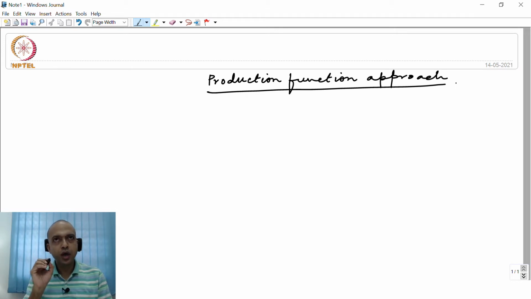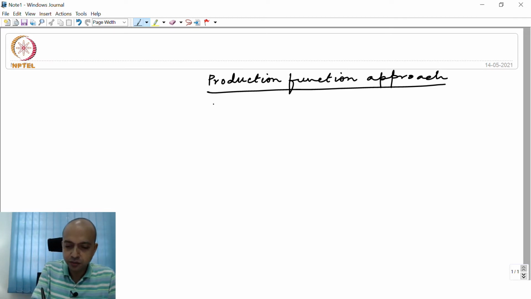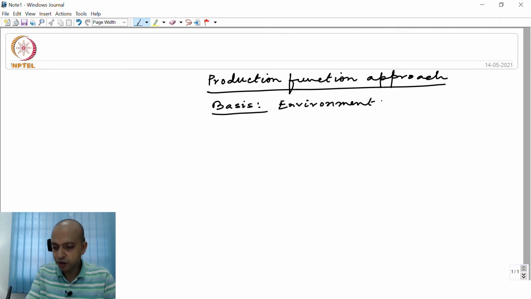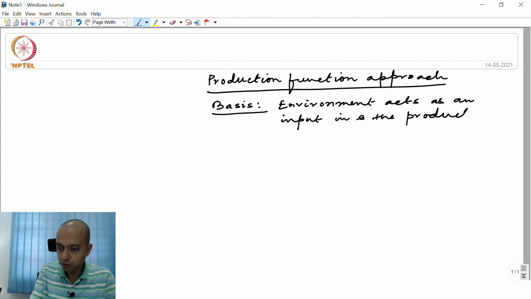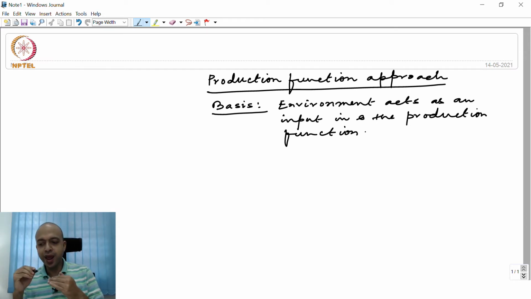Now the basic assumption in this particular approach, the basis of this production function approach, is that environment acts as an input in the production function. This is the basis. We assume environment acts as an input in the production function.